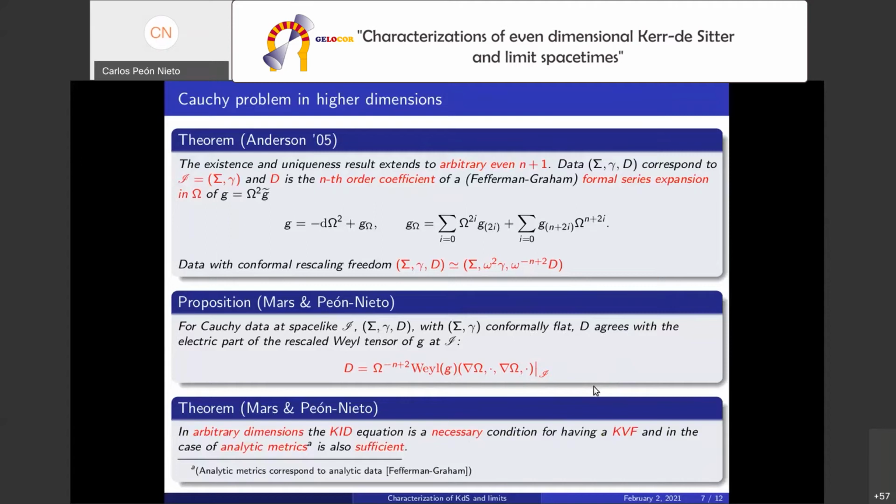In addition, we have also proven that in arbitrary dimensions, the KID equation is a necessary condition for having symmetries. And in the case of analytic metrics, it is also sufficient. And analytic metrics correspond to analytic data.